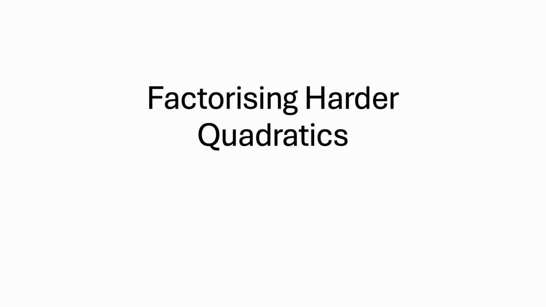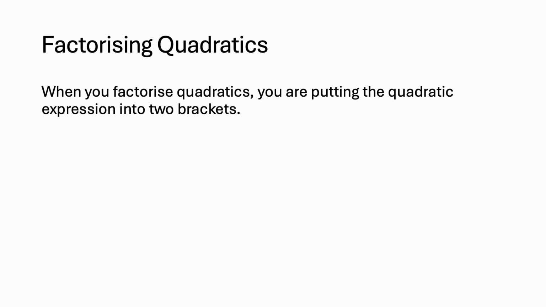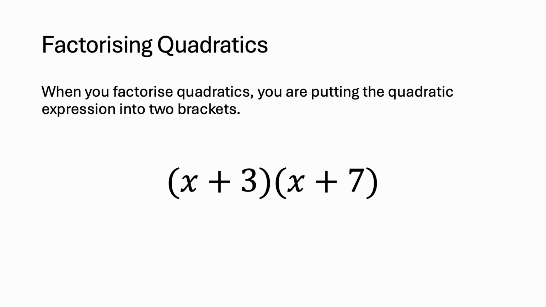Now we are going to look at factorising harder quadratics. So this time, when our a is not equal to 1. When we factorise quadratics, essentially what you are doing is putting the quadratic expression into two brackets. So instead of a single bracket, you have double brackets, like so.